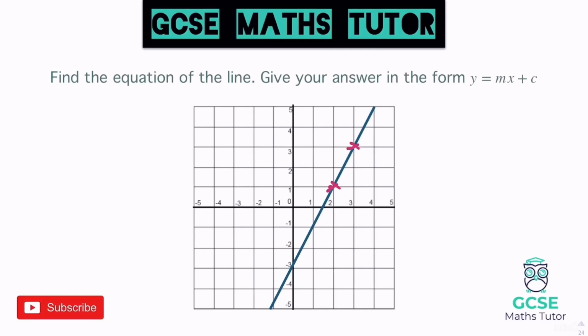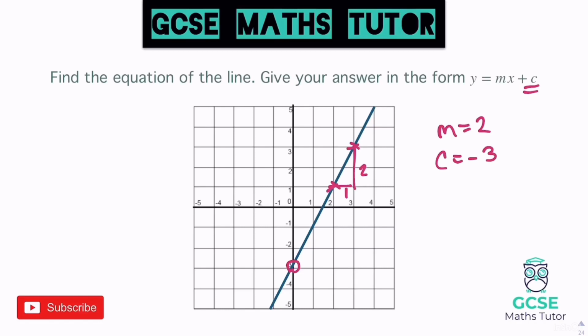Now it goes across 1 and then it goes up 2. So every 1 across it goes 2 up, so the gradient, the value of m, is 2. All we've got to find is the value of c, which as we've already said is the y-intercept, and it crosses the y-axis down here at negative 3. So c is going to be negative 3.